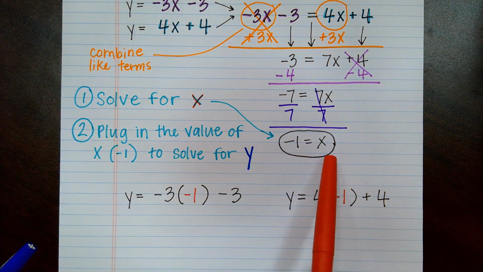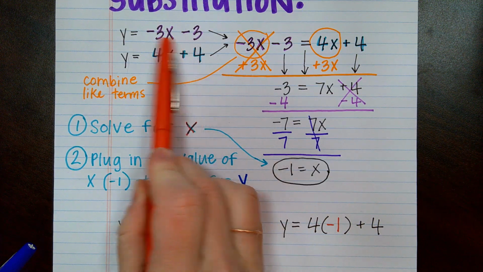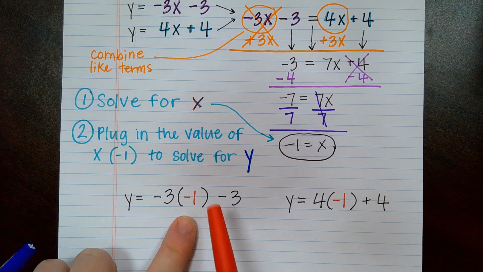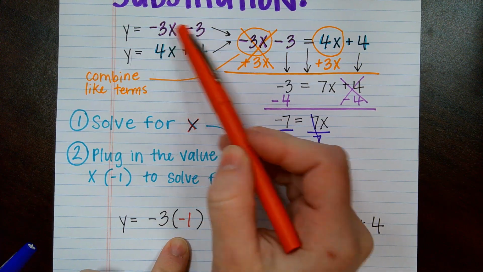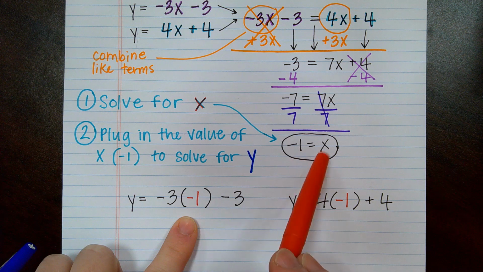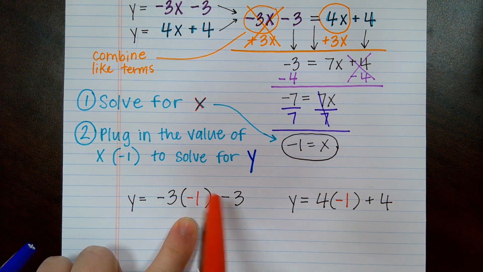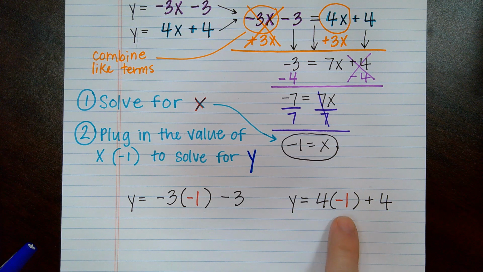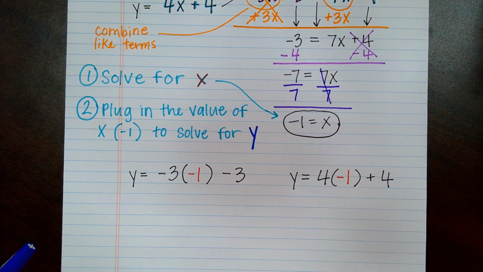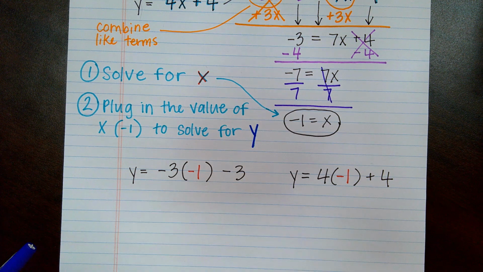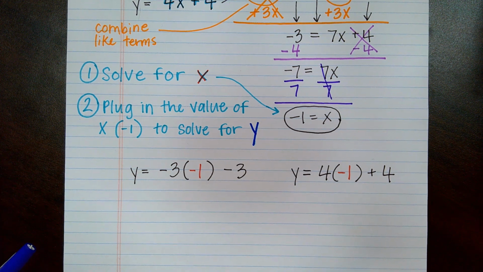So now what we're doing is we're taking our original equations and rewriting them, but instead of negative 3x minus 3, we're going to plug in our x here. Negative 3 times negative 1 minus 3. And same with the other equation. You don't have to do it with both. You could just pick one, but I'm just showing that both will work. Let me write that down. Thank you so much.